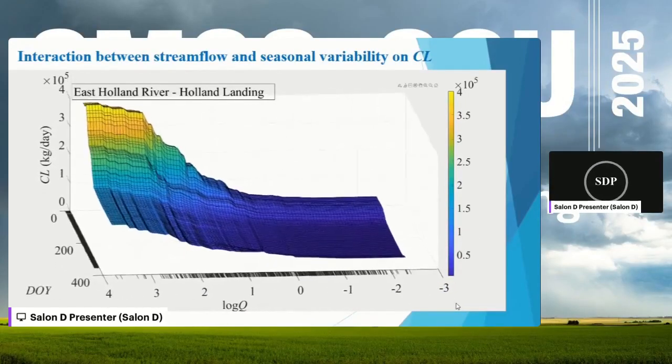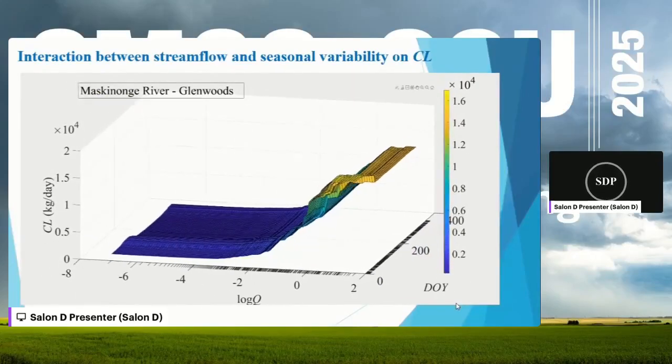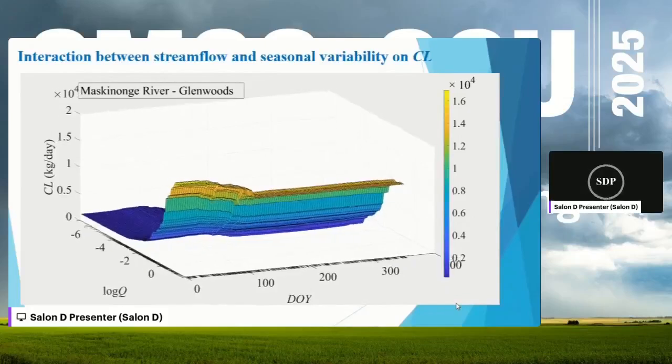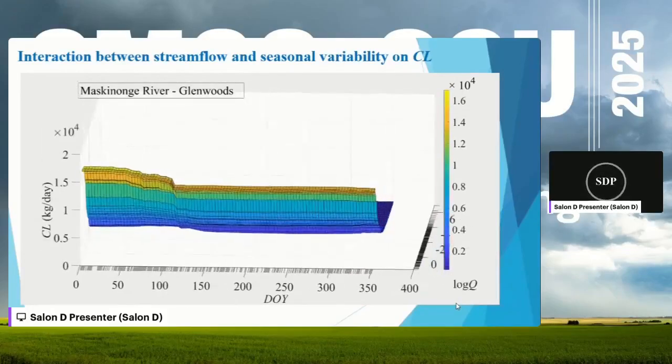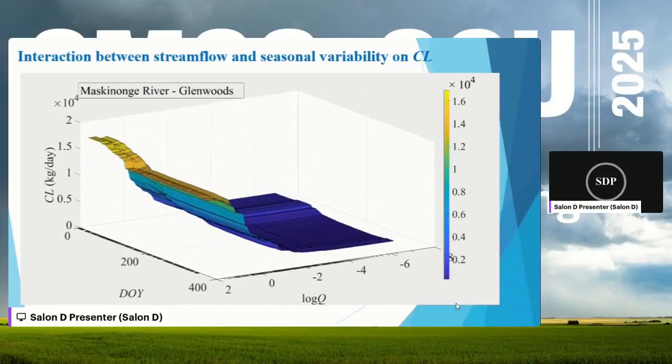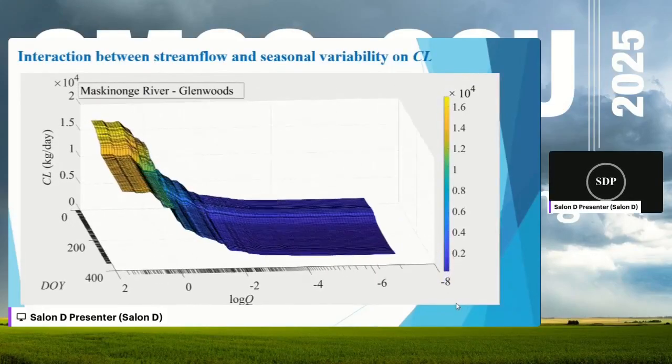At another station, for example on the Maxinkuckee River, which is an agriculture sub-watershed, chloride loads are more influenced by stream flow than by seasonality. There is a weaker seasonality at this station.